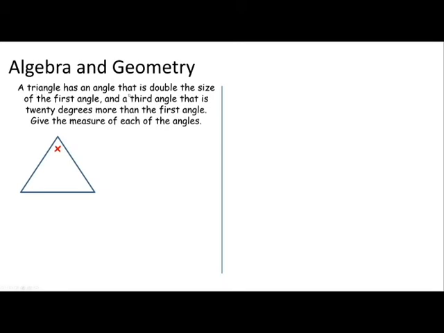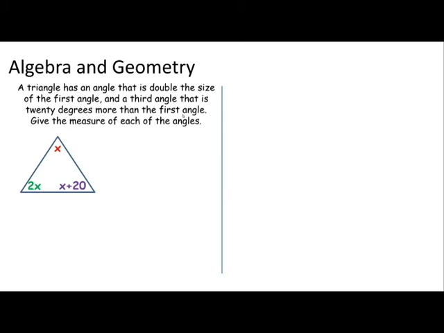I'm told a triangle has an angle that is double the size of the first angle. What would that second angle be if it's double the first angle? Well, hopefully you realize that's 2x. And we have a third angle that is 20 degrees more than the first angle. 20 more than the first. How would you write that? Hopefully you realize it's x plus 20.